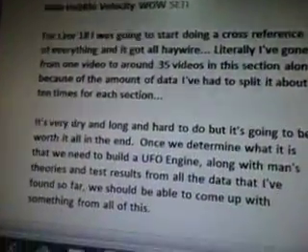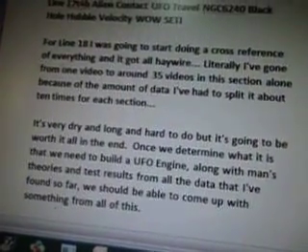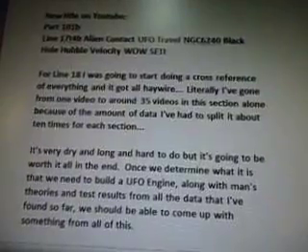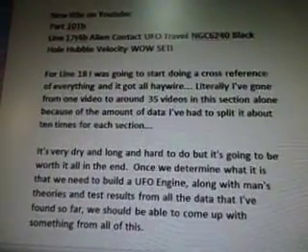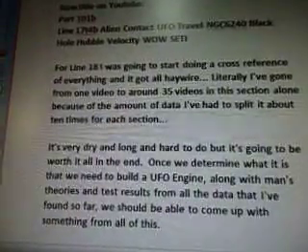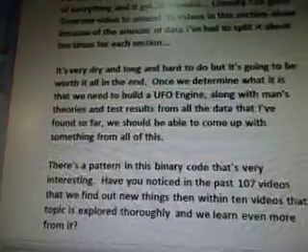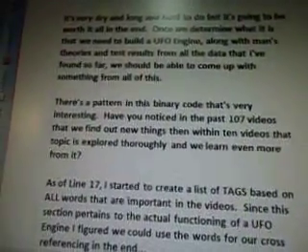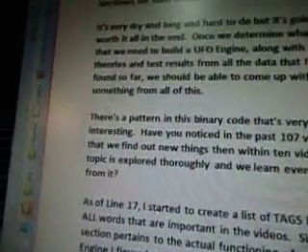As you can see, this video is 30 minutes long. This is the longest video I've made so far. Literally, I've gone from one video to another. Around 35 videos are in this section alone. Because of the amount of data, I've had to split it about 10 times for each section. It's very dry and long and hard to do, but it's going to be worth it all in the end.